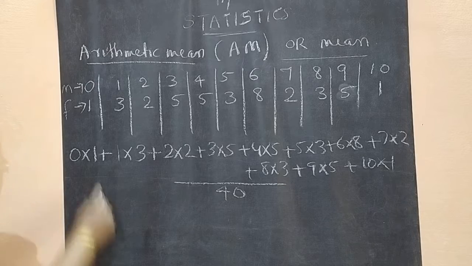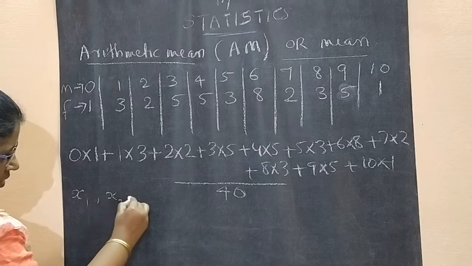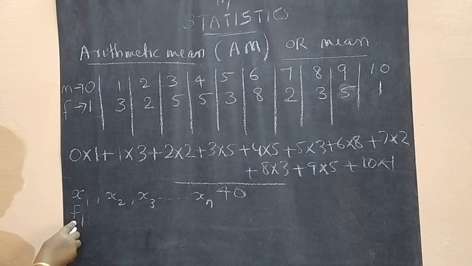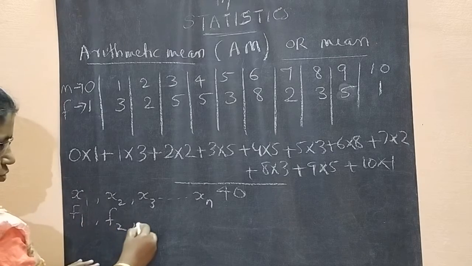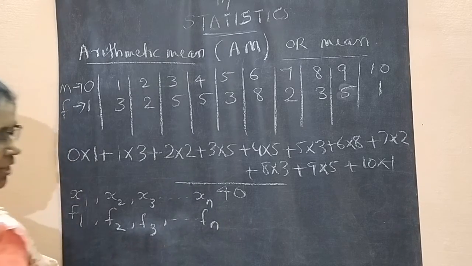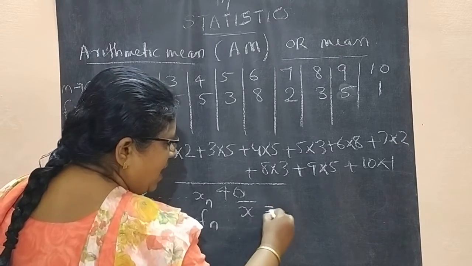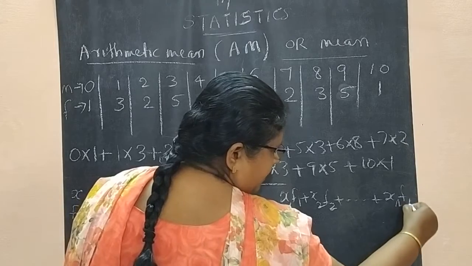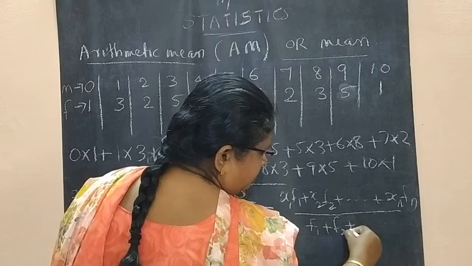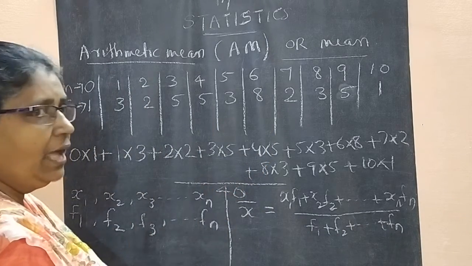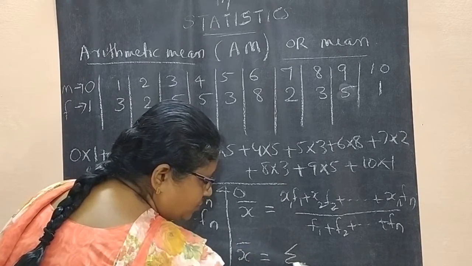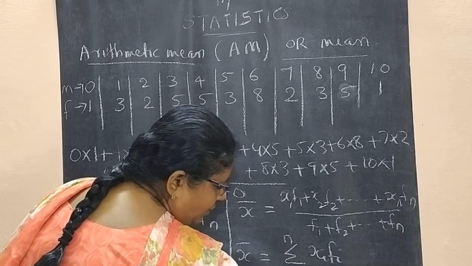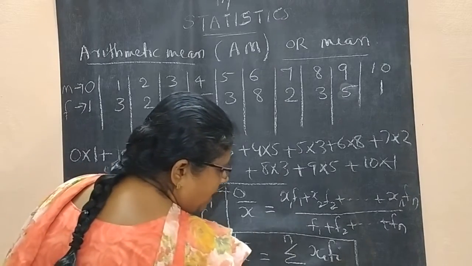So, if we take the marks as x1, x2, x3, etc., xn, and the frequencies as f1, f2, f3, etc., fn, meaning f1 children got x1 marks, f2 got x2, f3 got x3, and fn got xn, then the mean x bar is equal to x1 f1 plus x2 f2 plus etc. plus xn fn divided by f1 plus f2 plus etc. plus fn. This will be the mean. In shortened form, x bar is equal to sigma i equals 1 to n of xi fi divided by sigma i equals 1 to n of fi. So this is the mean formula.